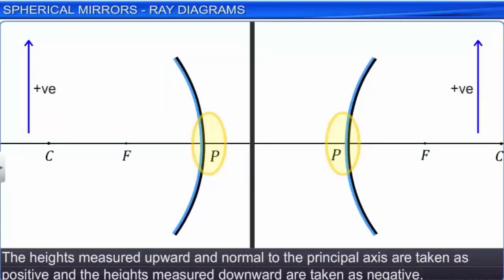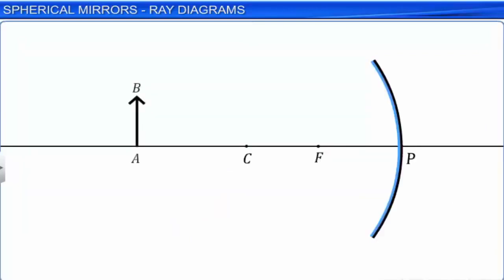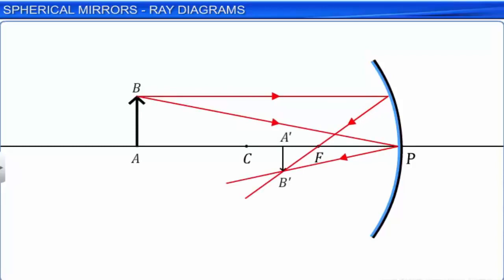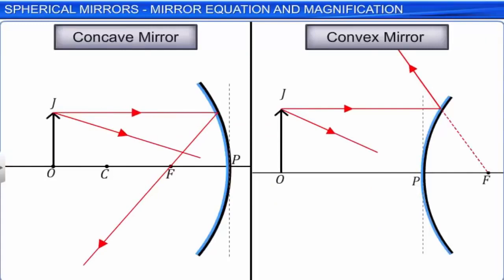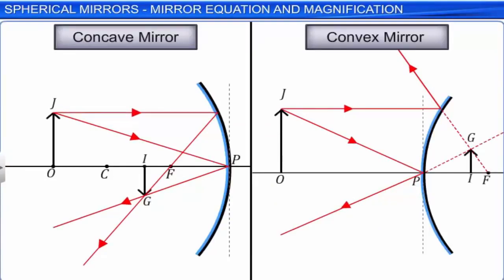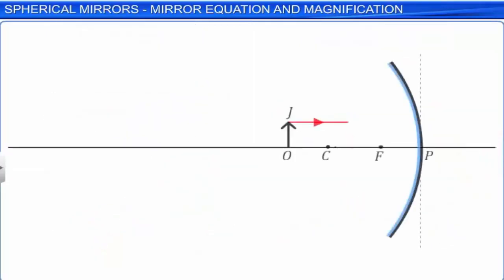When object AB is placed beyond C of a concave mirror, an inverted image A' B' is formed. In such a case, the length of the object is positive and the length of the image is negative. With the proper sign convention, we can use a single formula, which we will discuss in the next module, for all possible cases. The mathematical relationship between an object distance u, image distance v, and the focal length f of a mirror is called the mirror equation.